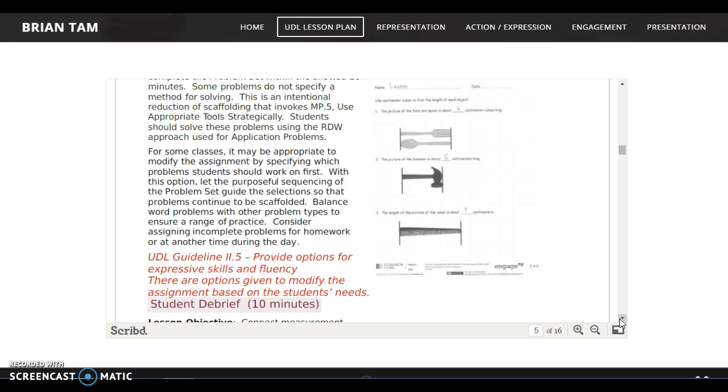Next, for the problem sets, there are options given to modify the assignment based on the student's needs, which is consistent with UDL guideline 2.5. Provide options for expressive skills and fluency.